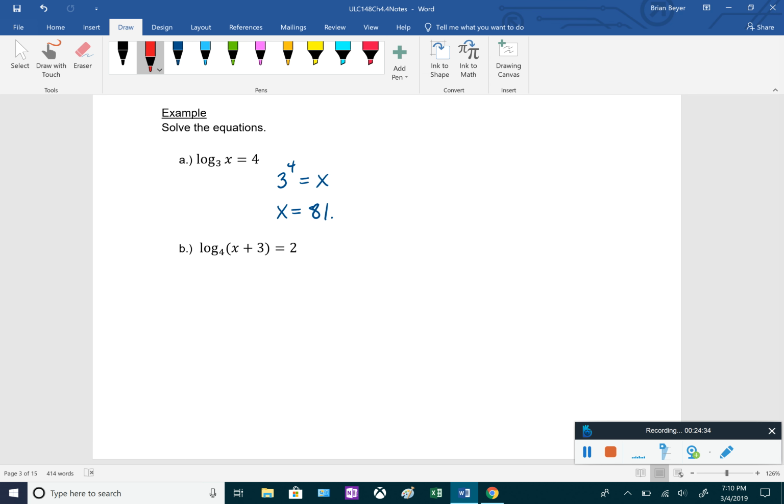So we have to check our answer here. That one is pretty easy though, but we have to check. We need to make sure the input, which is x, is positive in this case. So x is our only input here. We have to make sure that that's positive. So doing that, we plug in our 81. So x equals 81. 81 is positive, so we're good. So we know that that's our answer.